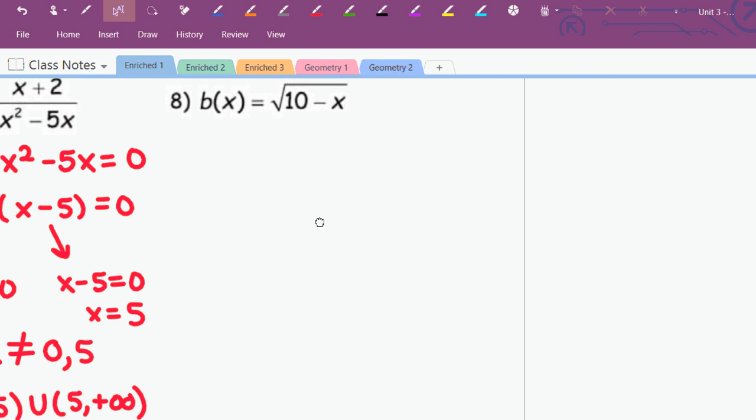So let's take our radicand, in this case, 10 minus x. Don't strain yourself. Go down if you need to. That needs to be what compared to 0? Greater than or equal to. So now you have an inequality.